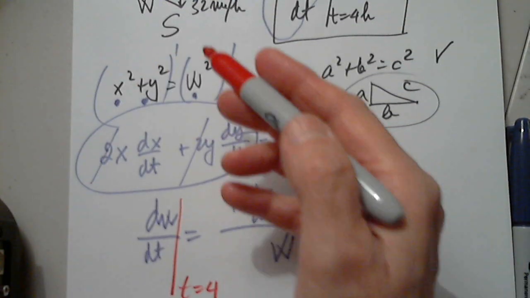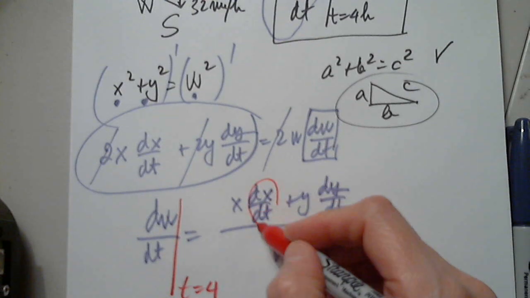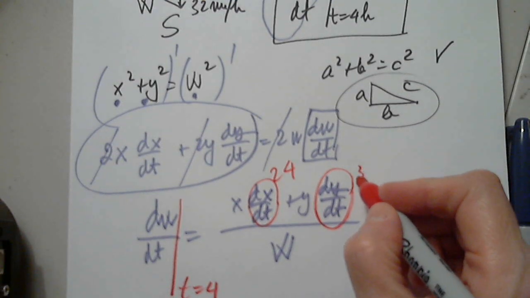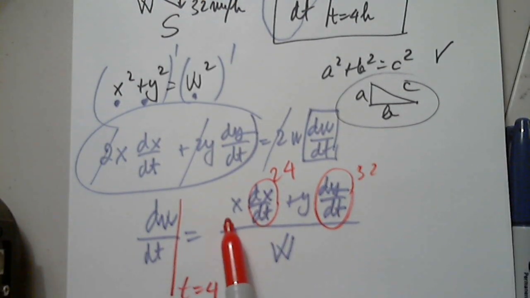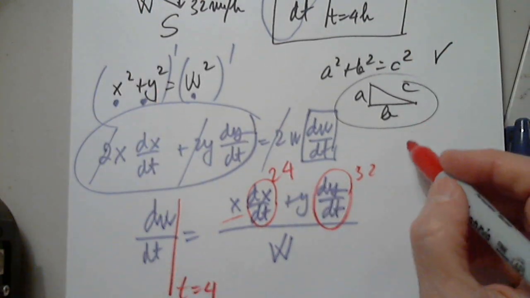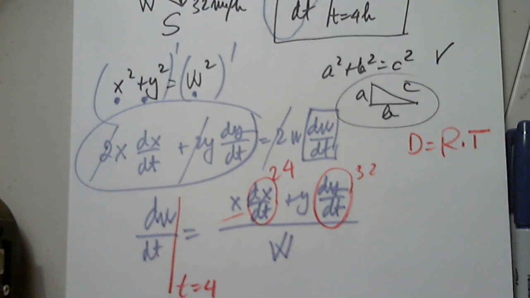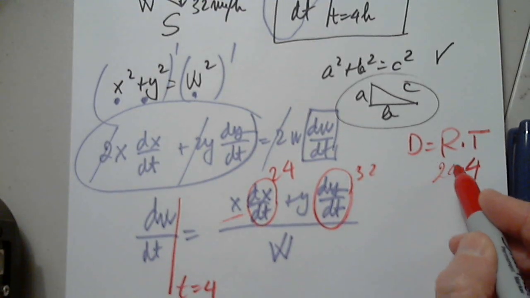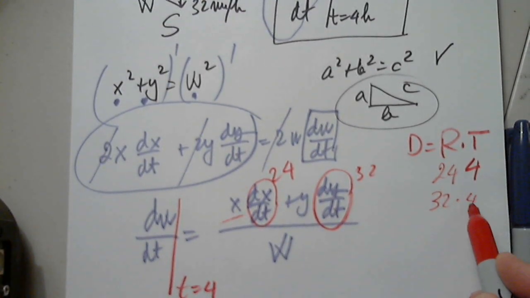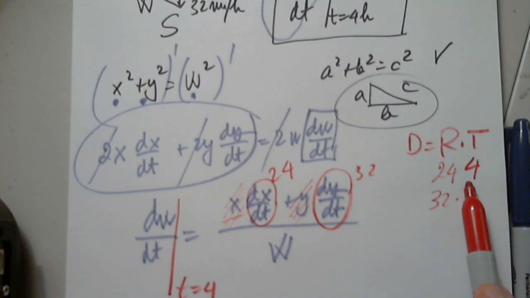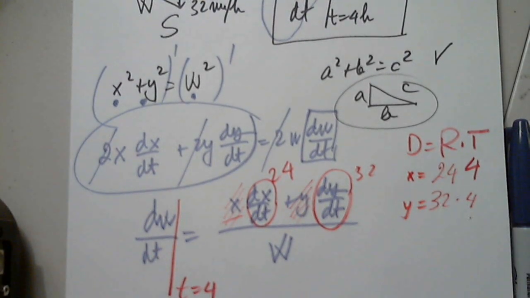And when t equals 4, first of all, dx over dt does not change. That is 24. dy over dt does not change. That is 32. And now, in order to find this distance, I have to multiply. So distance equals rate times time. Time is 4 hours. And for x, the rate is 24, but for y, the rate is 32. So x and y will be determined as 24 times 4, and for y, 32 times 4. So this is our x, and this is our y.